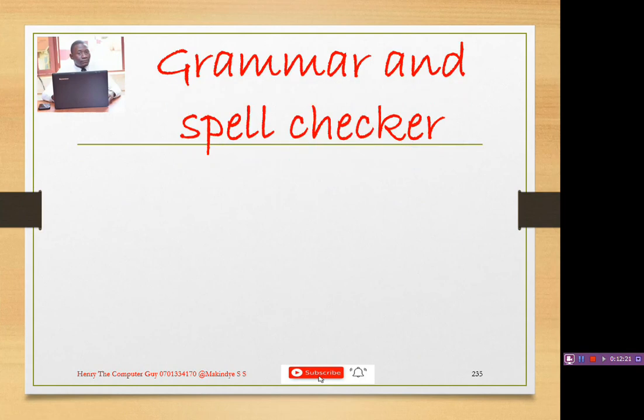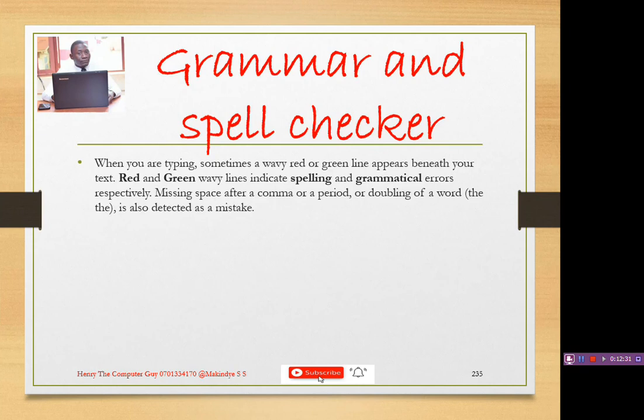They're telling us that we have a grammar and spelling checker. We can check for errors in spelling and errors in grammar. For example, you have been there when you type a word and it is highlighted with a wavy red color. That means the spelling is wrong. If a sentence is highlighted with a green color, the grammar is wrong. When you are typing, sometimes a wavy red or green line appears beneath your text. Red and green wavy lines indicate spelling and grammatical errors respectively.